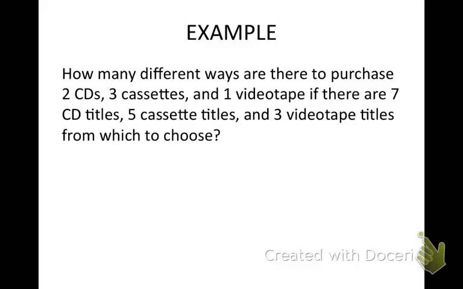Well, we need to figure out each individual combination. So let's just focus on CDs. How many total CDs are there? 7. So I'm going to do 7 combination. How many do I want? 2. Now let's go to cassettes. What would that look like? 5 combination 3. And then my videotapes would be 3 combination 1. See if you can figure out what each of those numbers are on your own.